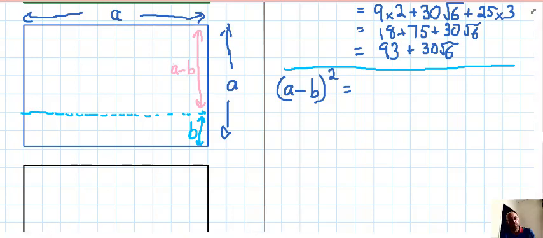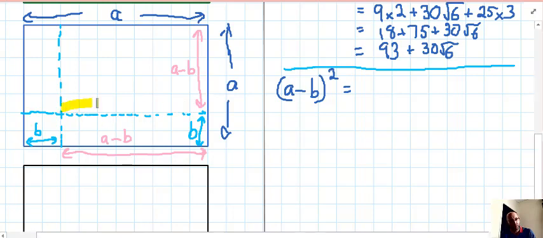We need to do it across as well. I'll put that in there. So we've got a minus b across. Now what we're finding is the result of a minus b times a minus b. So let's identify that, a minus b times a minus b, which would be that by that, so that would make it that area there.